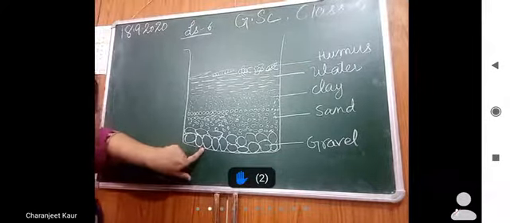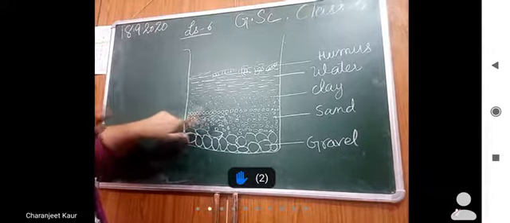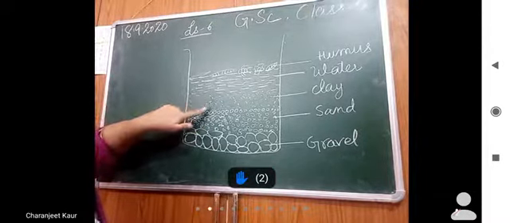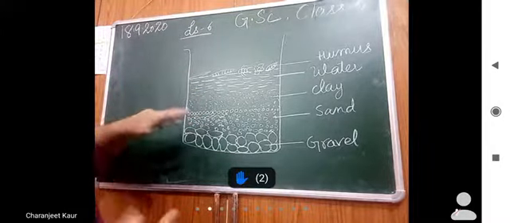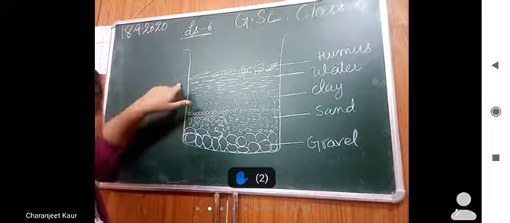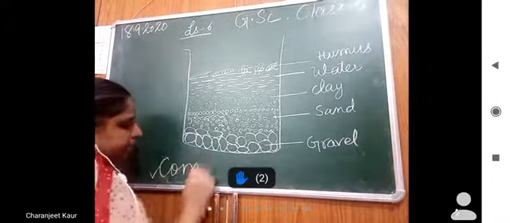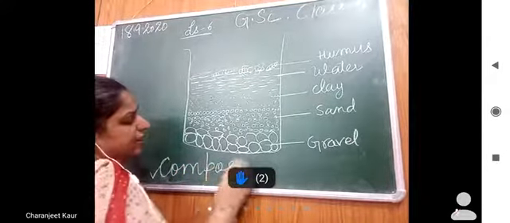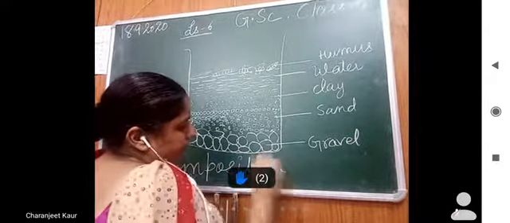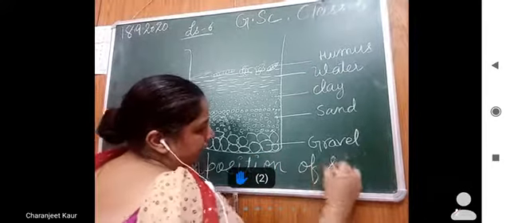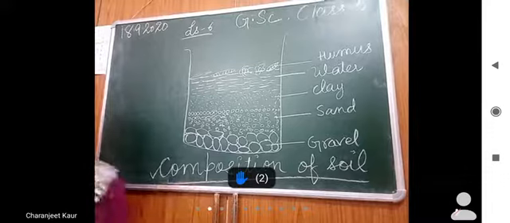Look at the difference in the particles I have drawn. Gravel मैंने मोटी बनाई है. Sand is thinner than the gravel. Clay is very fine. Then water, then humus. Because they are dead, they are very light, so they float on the water. This is composition of soil. Yeah, constituents of soil. Clear? This is composition of soil.